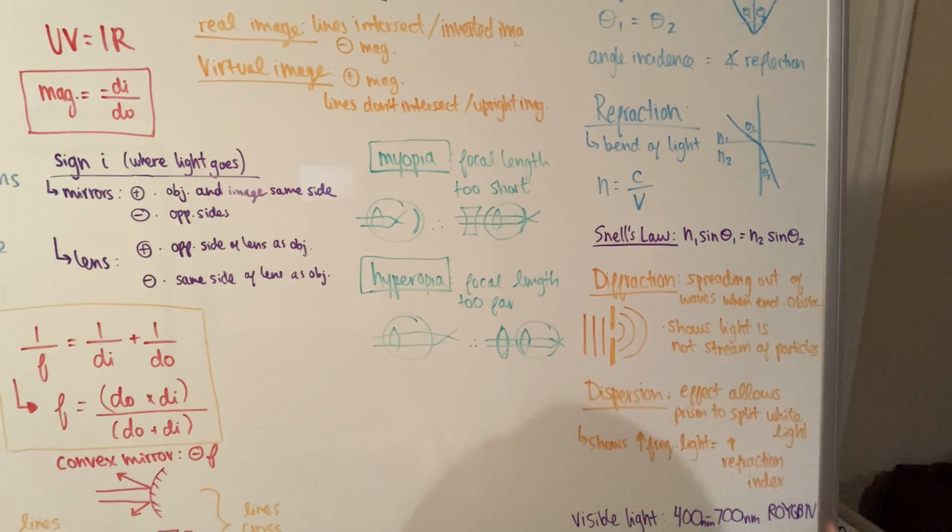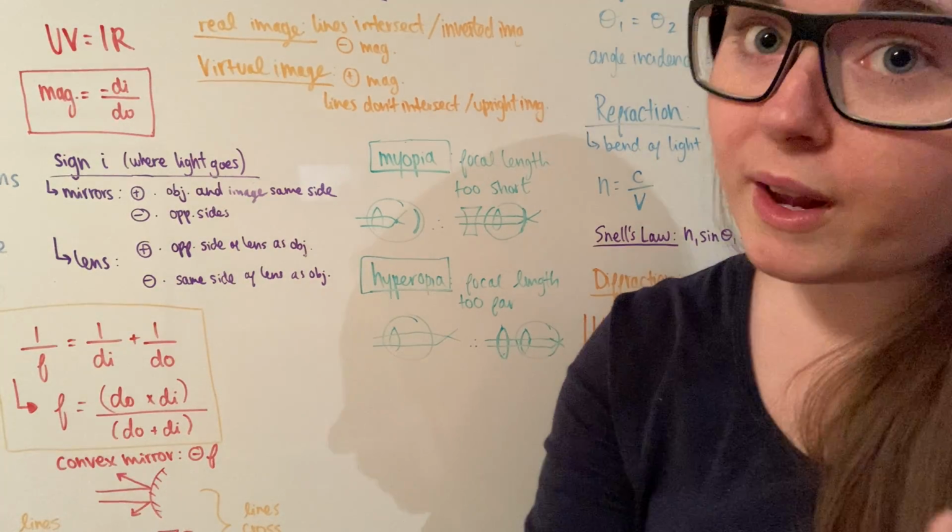That is dispersion. And finally, the last thing to note for this chapter is that visible light on the spectrum is from 400 nm to 700 nm, and the order is ROY G. BIV: red, orange, yellow, green, blue, indigo, violet. Red being the shorter wavelength and violet having the higher wavelength. Okay, so that is everything for this chapter.